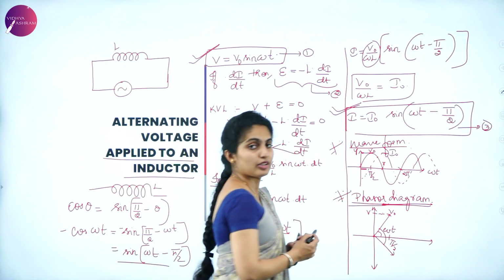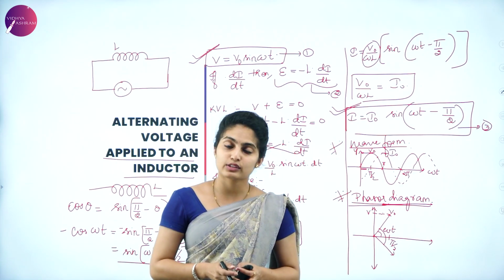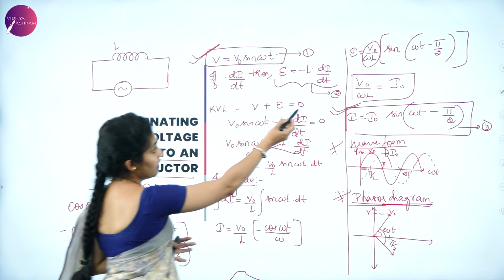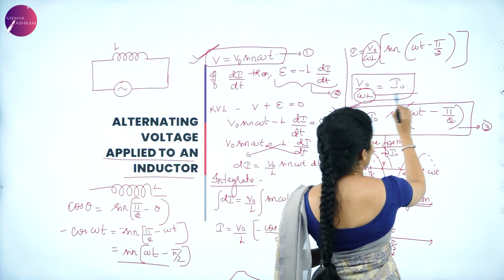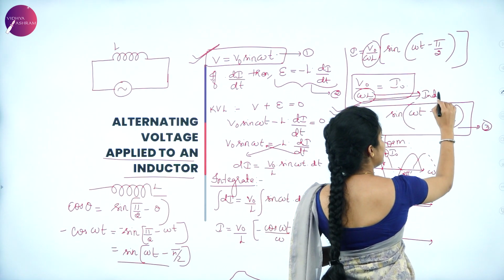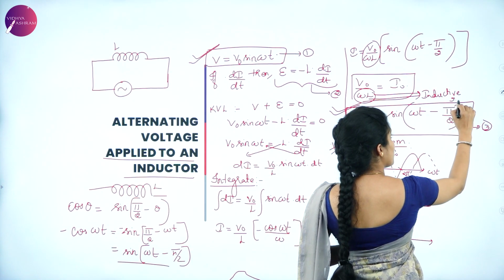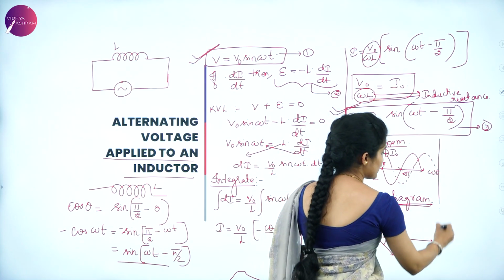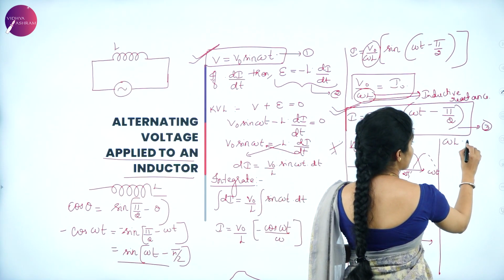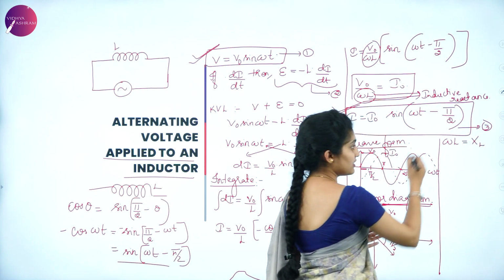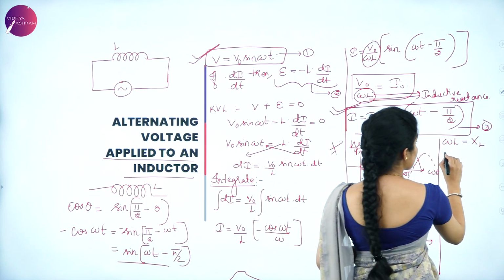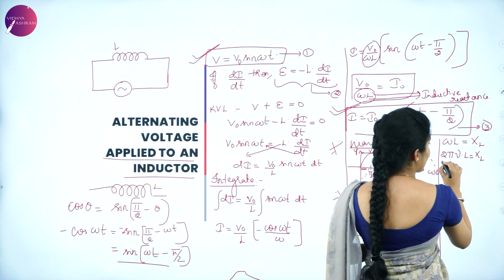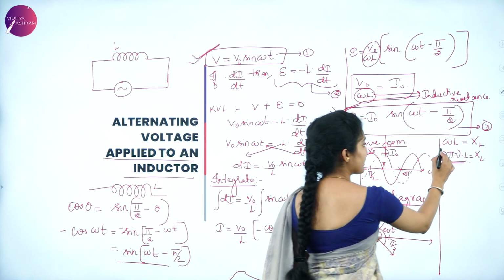So this diagram is very much important. You need to know about the waveform as well as the phasor diagram. After this, we study omega L. This omega L is called the inductive reactance, which means X_L. This is the inductive reactance. We know omega is nothing but 2 pi nu, into L, which is equal to X_L. So this is the actual inductive reactance formula.